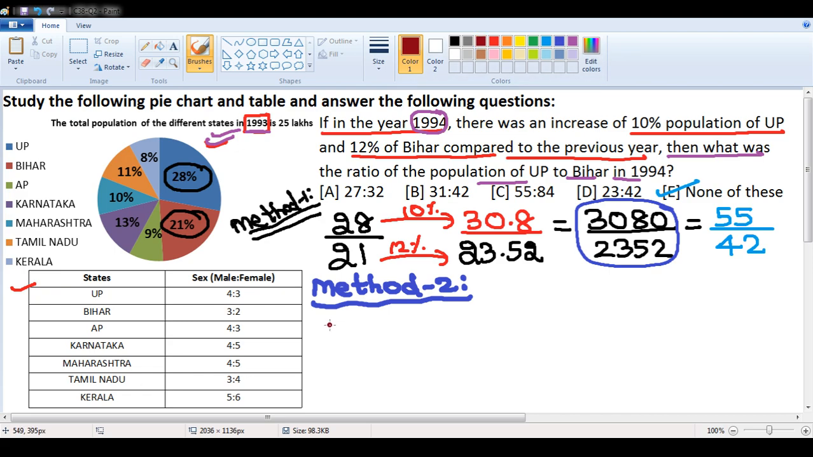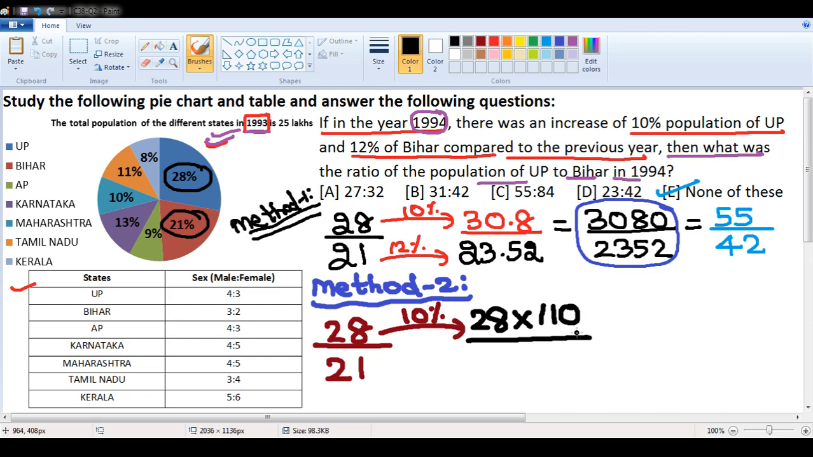Listen carefully. UP is 28 initially, Bihar is 21 initially. Now this is increasing by 10 percentage. Can I say that a 10 percentage increase on this 28 means it becomes 100 plus 10, which is 110 percentage, right? Total is 110 percentage, 110 by 100. That by 100 I am not writing.